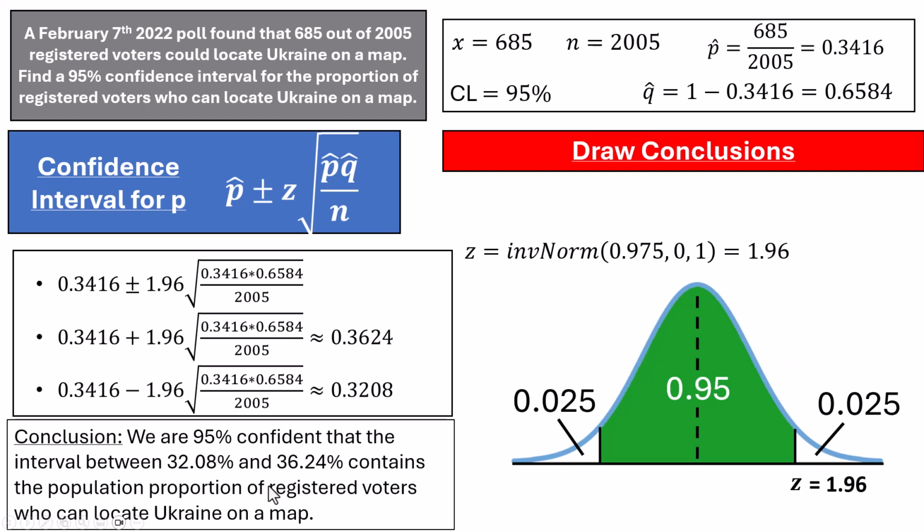So in other words, from our sample, we found that about 34% of Americans could find Ukraine on a map, but we know that number is probably not perfectly reliable. We didn't take a census, we only had a sample. So we went and created this confidence interval, and now we're able to say with 95% confidence that the true value falls somewhere between basically 32 and 36%. And that completes our confidence interval.